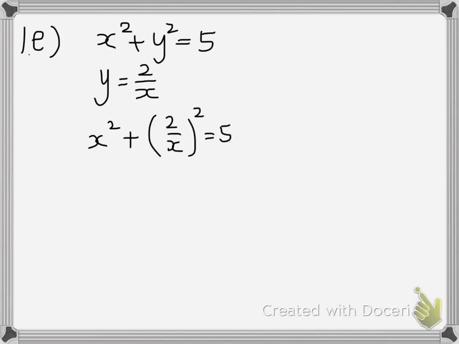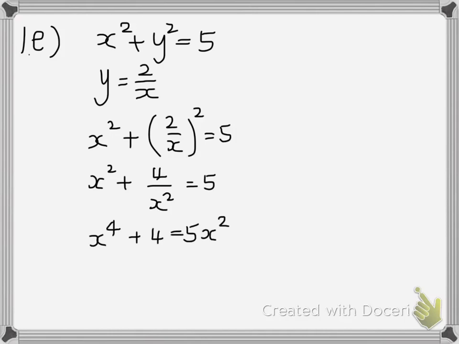Okay? So what is next then? You square this, right? So you square 2 equals 5, right? Now what happened? Somehow get rid of it. Okay, so how do you get rid of it? You multiply everything by x squared, right? So it becomes x to the power 4 plus 4 equals 5x squared, no?